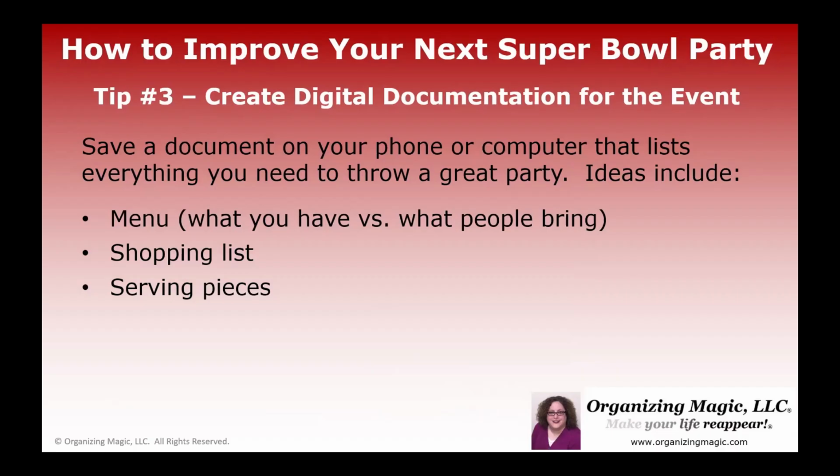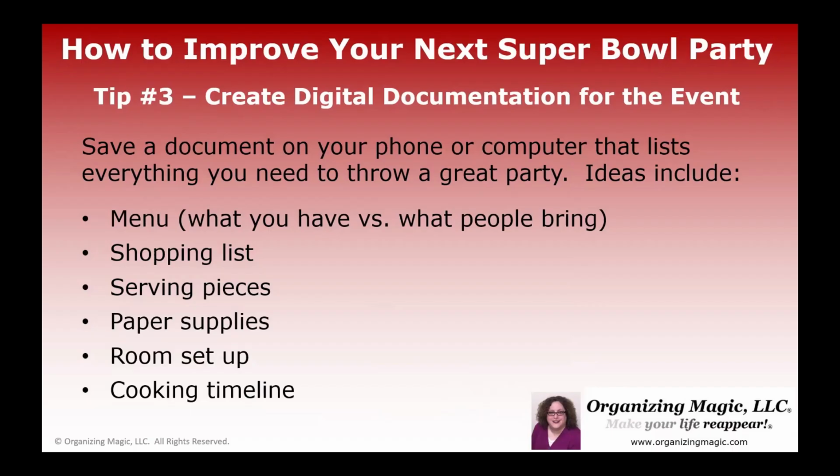If you've got certain things you want to put out to serve different things, where are those things located and what are they going to be paired up with? Paper supplies, again, this could be where you write down, okay, here is my bin. I'm keeping it in this place, and these are the things that I have in it. The room setup, especially if you're going to be rearranging furniture, and a timeline for all the cooking that you may need to do for the party.